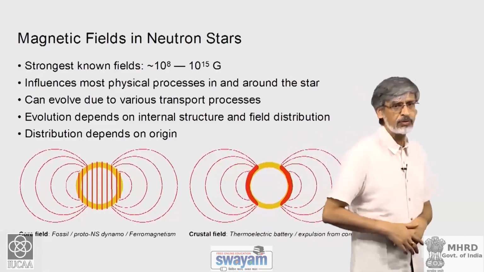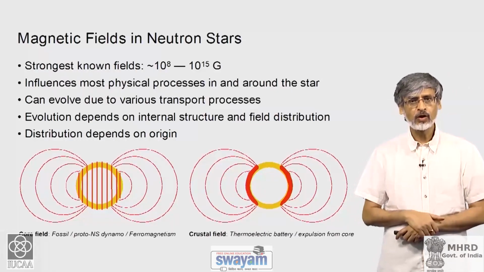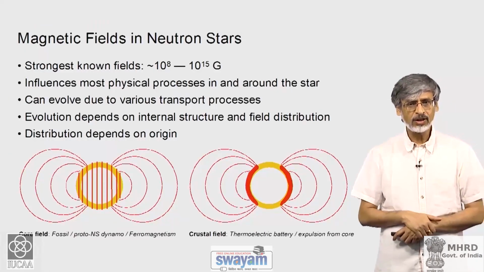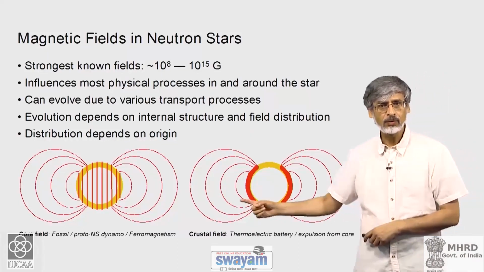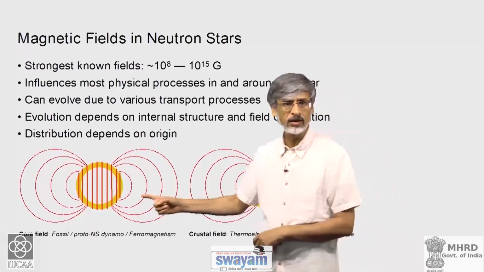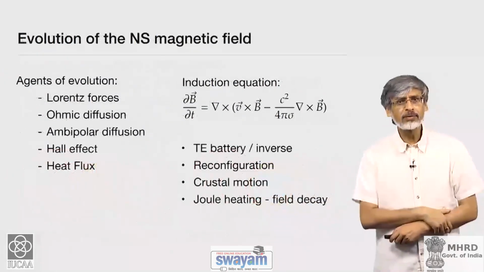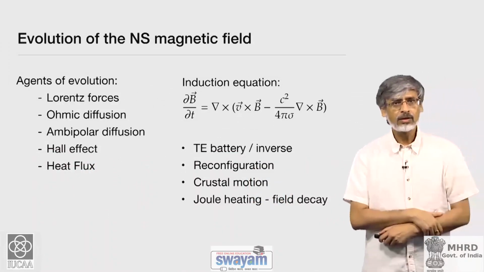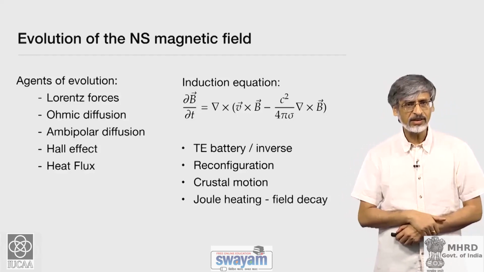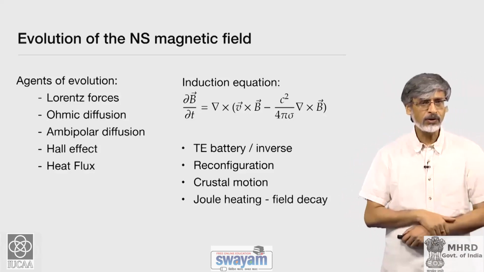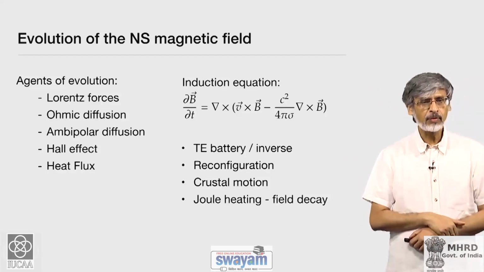So, one hopes that with sustained observation of long term field evolution, one should be able to figure out whether the magnetic field in the interior is carried like this or carried like this. So, the evolution of the field is driven by different agents, the Lorentz forces of course, then ohmic diffusion, ambipolar diffusion.